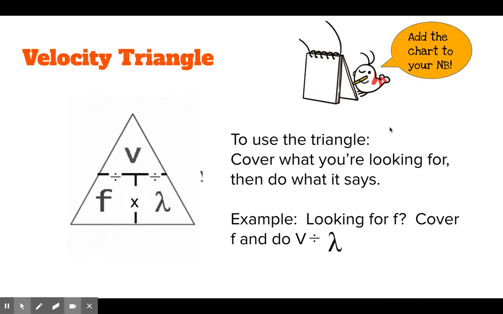Where it gets a little more complicated is when we do this velocity triangle. That is a way to figure out velocity if you know frequency and wavelength, wavelength if you know velocity and frequency, and frequency if you know velocity and wavelength, lambda. And the way you do this is whatever you're looking for, you cover it up. So for example, if you're looking for frequency, you cover up the F, and you do velocity divided by wavelength.